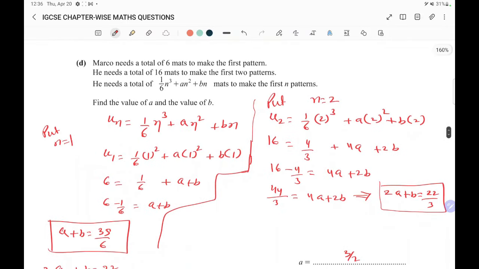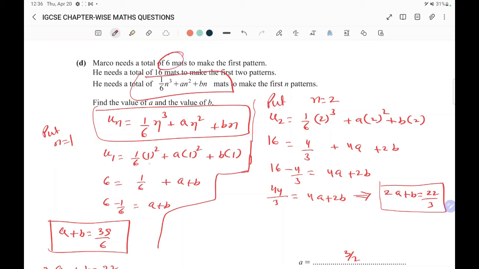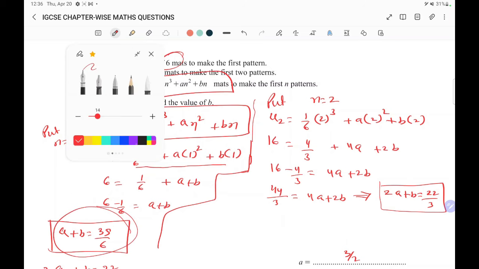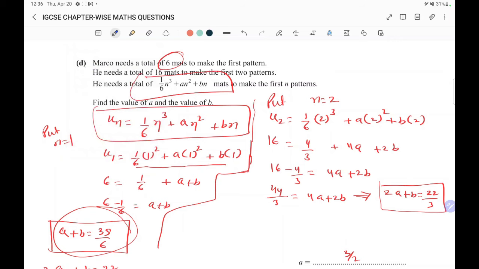Marco needs a total of 6 mats to make the first pattern. Then he needs a total of 16 mats to make the first 2 patterns. He needs a total of this to make the first n patterns. So un is 1 over 6 n cubed plus a n squared plus bn. Just put n equals 1. So u1 is already given to you, that is 6. And just put n equals 1 here: 1 over 6 plus a plus b. A plus b is 35 over 6, which you can check here.